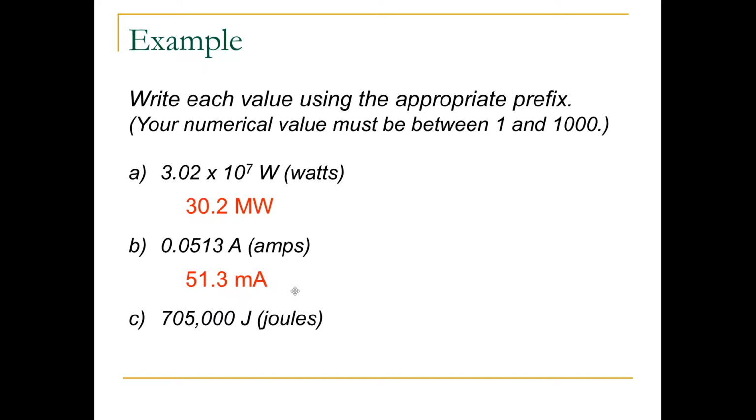And our last one, this would be written as 7.05 times 10 to the 5th joules. Again, I'm just going to picture moving the decimal place over. So if you move it over 3, you're left with 705 kilojoules. If you moved it over another 3, you'd have 0.705 megajoules. Generally, we want that number out front to be between 1 and 1,000.